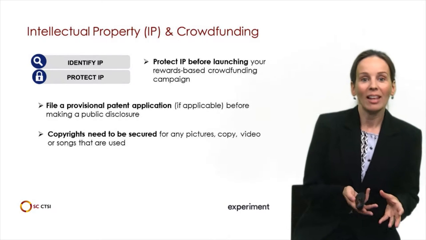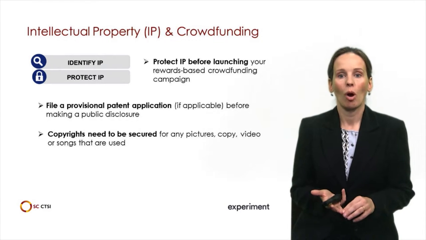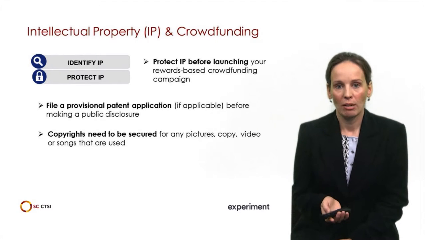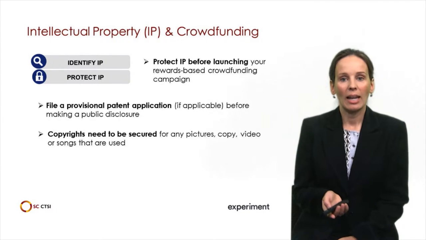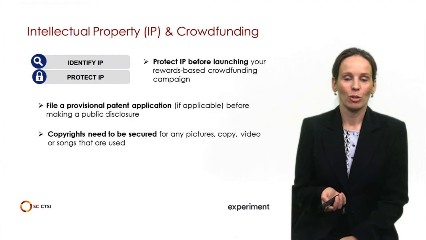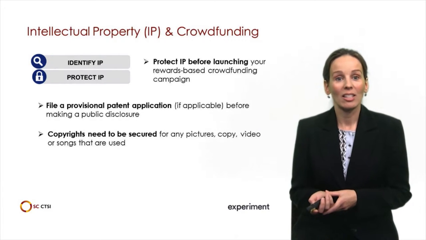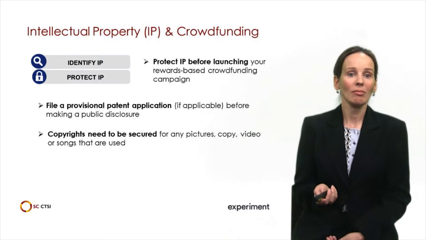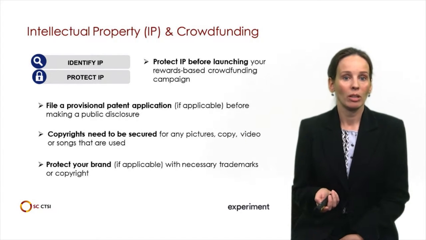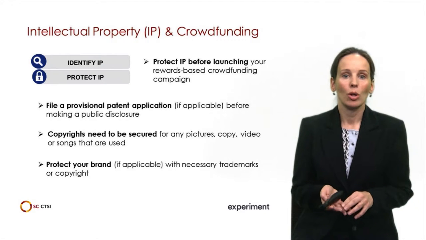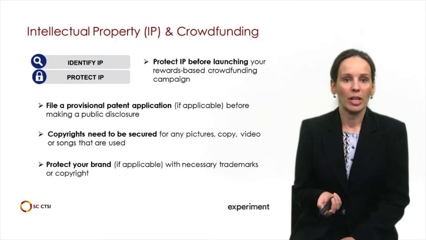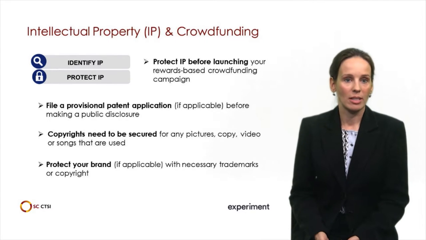Copyrights need to be honored and they need to be secured for any pictures, copy, video, or songs that you're using. A good example is a recent campaign that raised $10,000, and in the end it was slapped with an $8,000 fine for infringing on a Google image. So it is important to think about honoring and securing copyrights. In addition, keep in mind that other types of intellectual property could apply to your work, such as names, processes, user lists, and digital assets, for example, websites. And all of these can be protected by trademarks, copyright, or trade secrets.